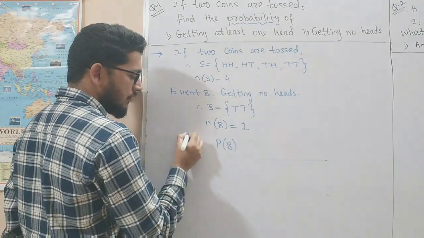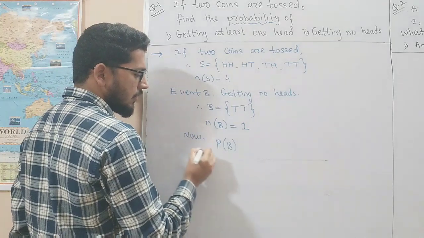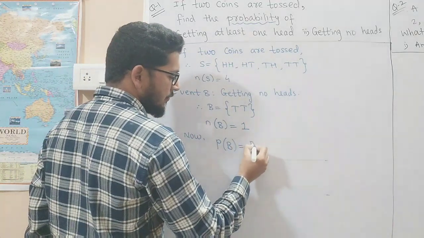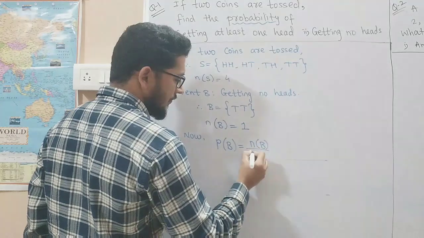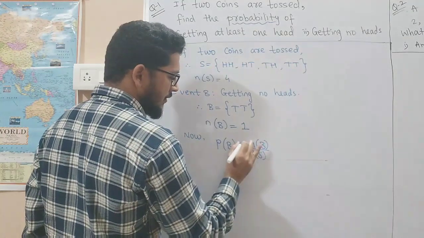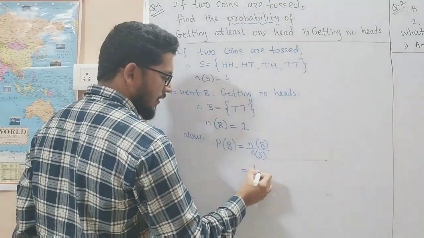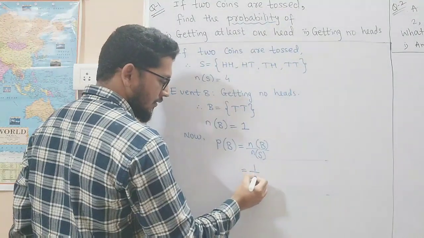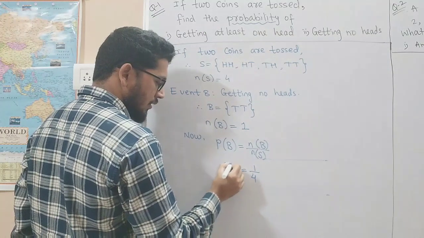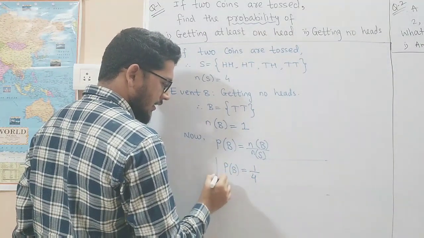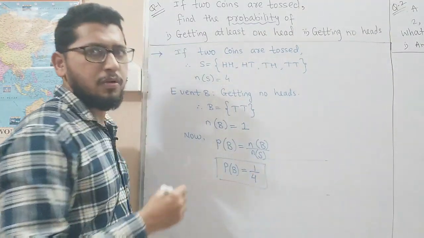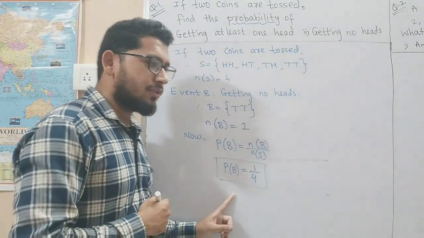So what is the formula for the probability? The formula of probability is N of B upon N of S. P of B equal to N of B upon N of S. What is the value of N of B? It is 1. What is the value of N of S? 4. So 1 upon 4. So this is the answer for the probability of event B, that is 1 upon 4. So we have completed the second event.